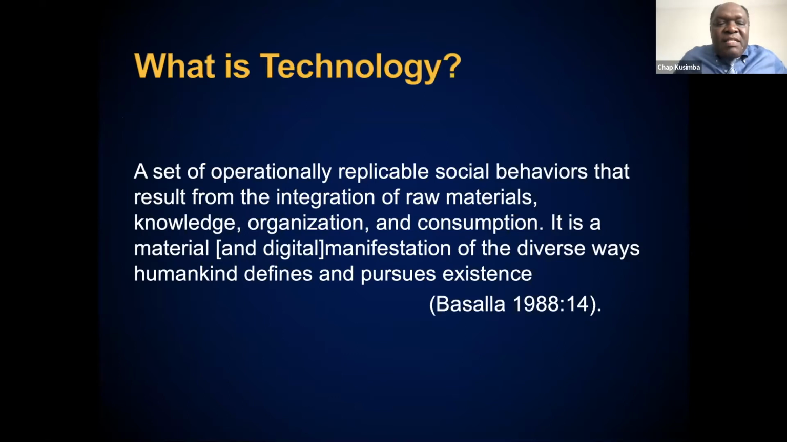But as we're talking about this, it's really good to know what we're talking about. So, what is technology? According to Basala, this is an old definition, but I still like it: a set of operationally replicable social behaviors that result from the integration of raw materials, knowledge, organization, and consumption. So he's really talking about the embeddedness of technology. It is a material and a digital manifestation of the diverse way humankind defines and pursues existence.